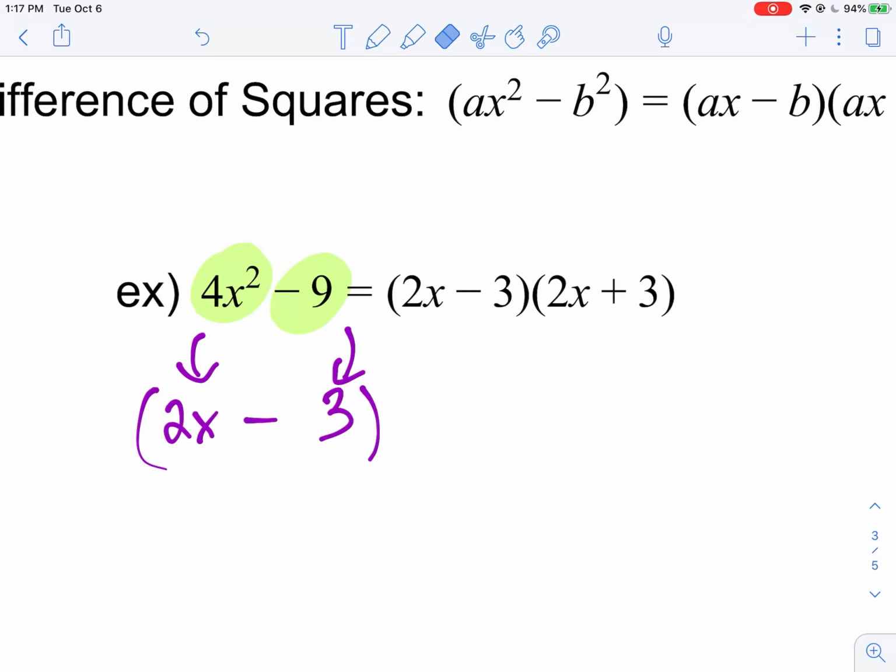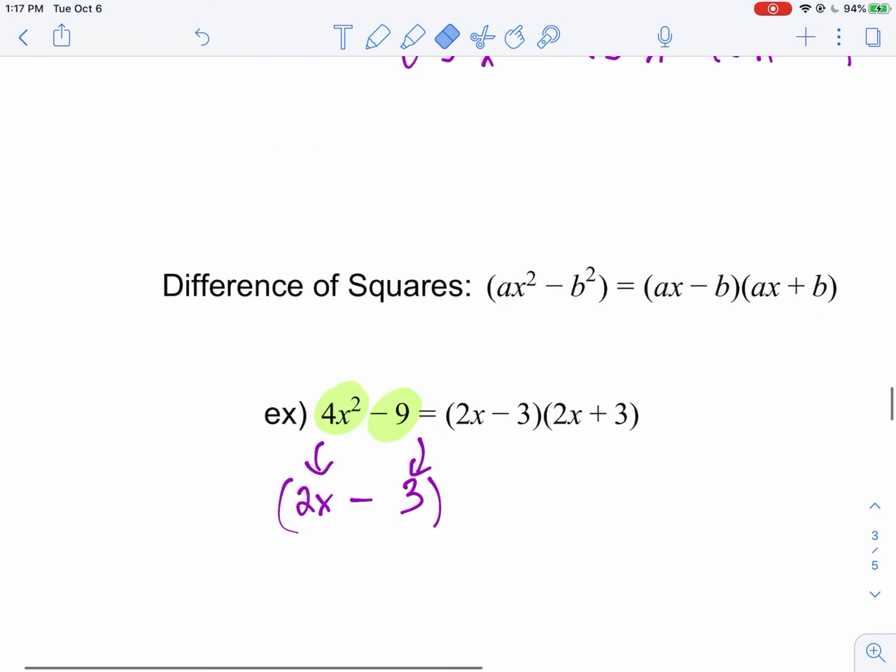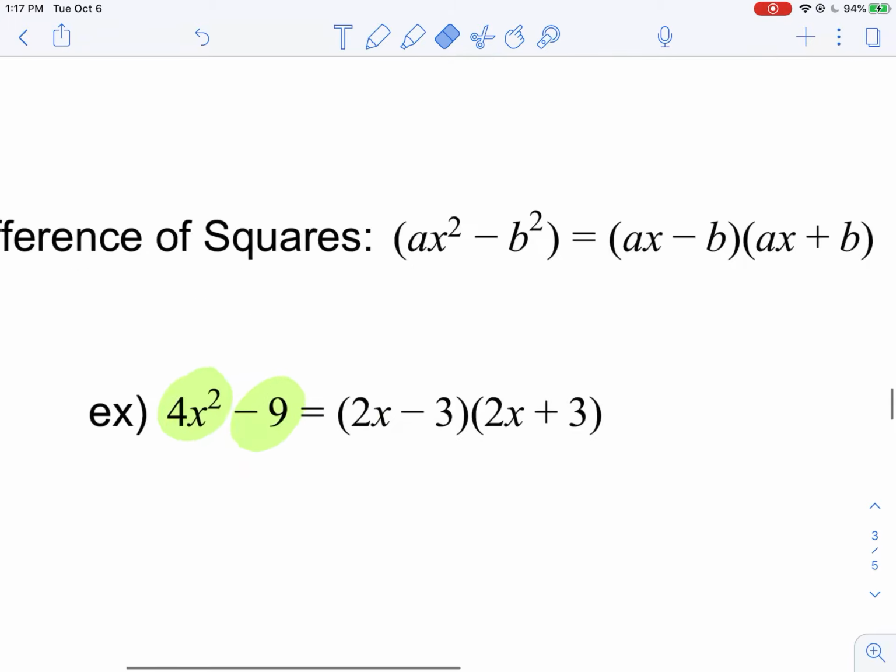So how do we compensate for that? We have to eliminate what would be in the middle, that bx that we're typically seeing in the middle. And how do you do that? By having subtraction and addition. Let me show you how this plays out.